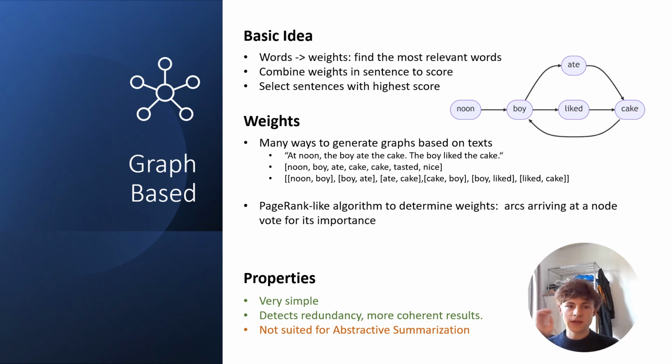These methods are again very simple, although maybe not as simple as frequency-based methods. And because of the arcs between words, which are possibly in different sentences, redundant information can be removed. But because no new words or sentences are created, this method is again not suited for abstractive summarization.